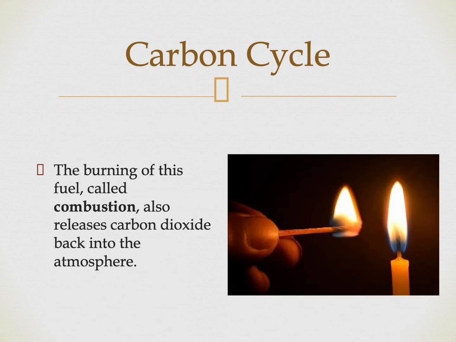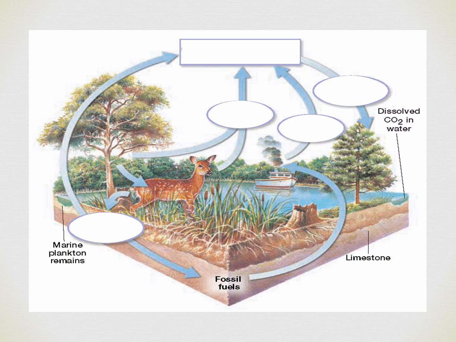Now, the burning of this fuel is known as combustion. It's also going to release carbon dioxide back into our atmosphere. So now we're going to work on labeling this picture. That being said, we need to remember that carbon dioxide is the form that's going to be in the atmosphere. So at the top, we have carbon dioxide.